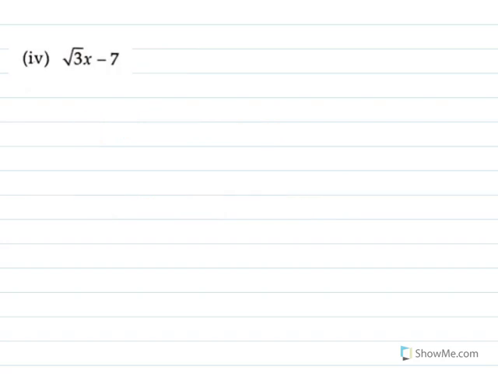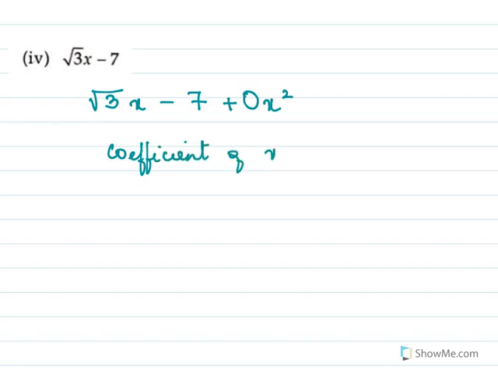Now we have under root 3x minus 7. We need to write the coefficient of the x square term. And there is no x square term. So we put 0x square. So now coefficient of x square term will be equal to 0.